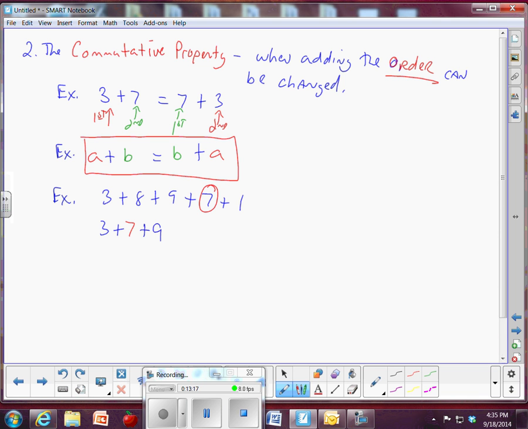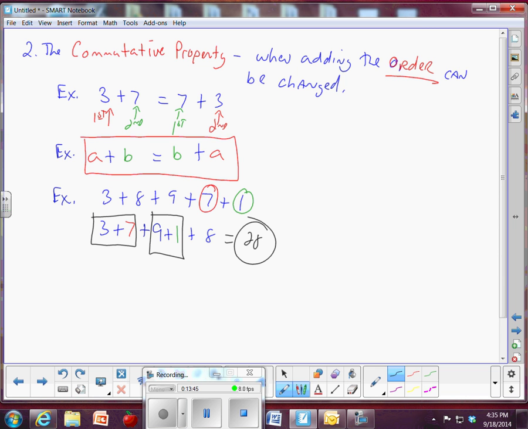Let's take the 9 now. Keep it third. It was third. We're going to keep it third. Let's take the 1. Here it was last. And let's stick that 1 fourth. Okay? And so now at the end we have an 8. Now look what I just did. 3 and 7 is 10. Very easy to deal with. 9 and 1 is 10, very easy to deal with. And of course 10 and 10 is 20 plus 8, 28.